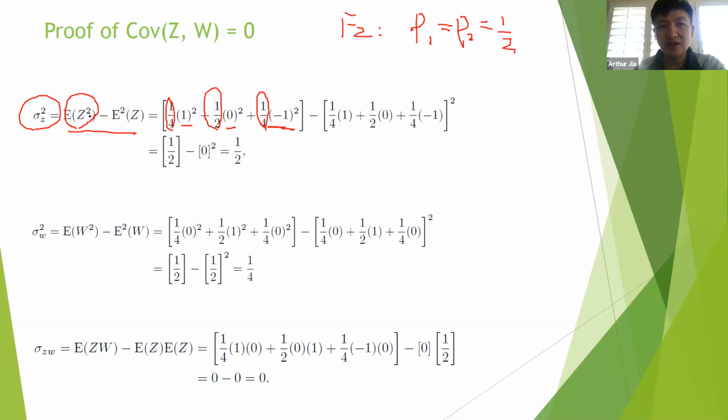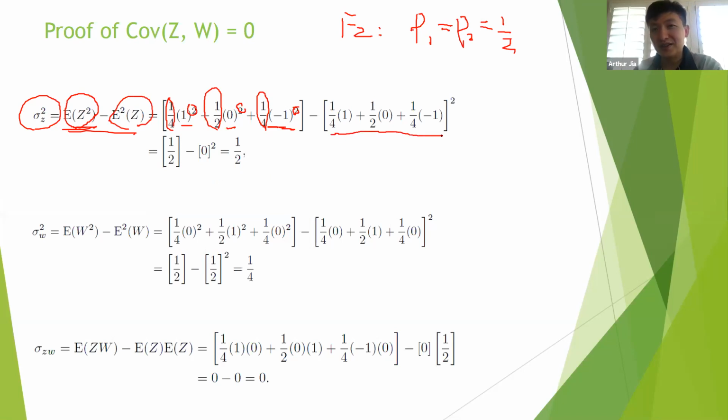So this is how we calculate the expectation for the square of Z. That's why we put a square here, right? This is this term. And now we talk about this term. This is the square of the expectation of Z.